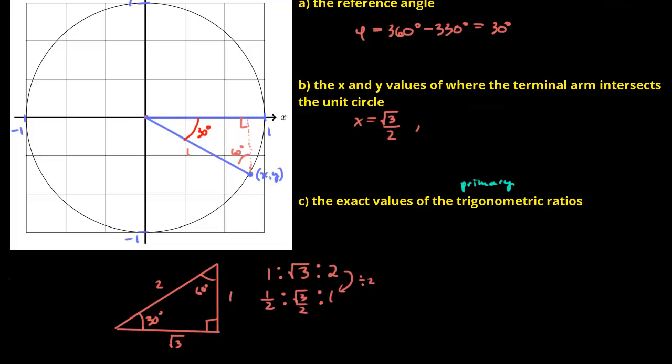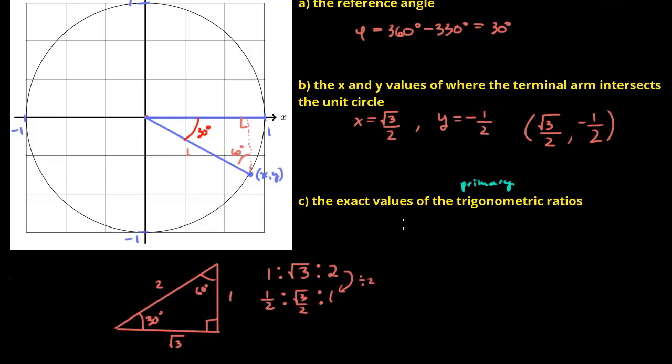The y value, well, let's think about this. This distance here is 1/2. Since this distance is 1/2, the y value, which is in the fourth quadrant, is going to be negative. So since the y value is in the fourth quadrant, we'll have the y value being equal to minus 1/2. So the coordinate is root 3 over 2, comma, negative 1/2. So using our angle, we've just figured out what the x and y values are.